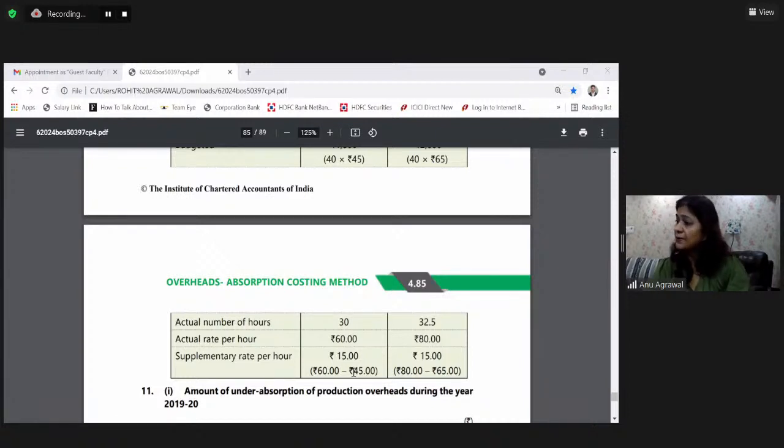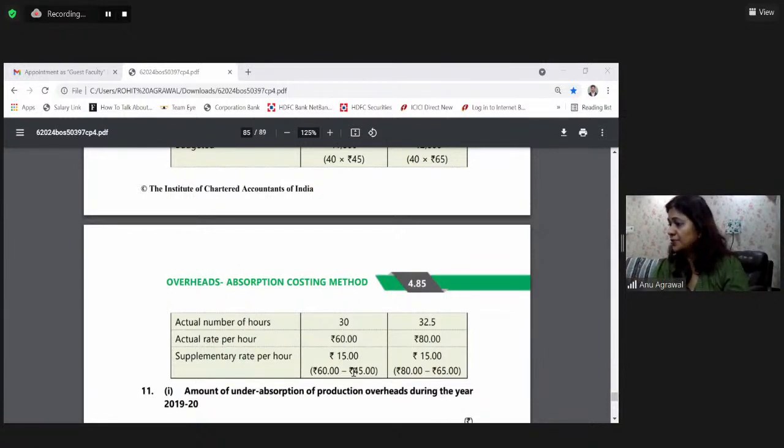Okay. Even if you don't round off, if you distribute it as 5,04,271, you will get full marks. Don't worry. ICAI always gives the benefit of the doubt to the students. Please remember that. So nothing to worry.